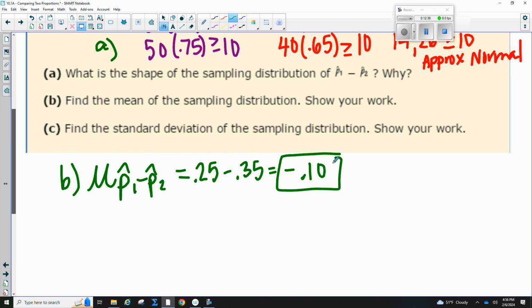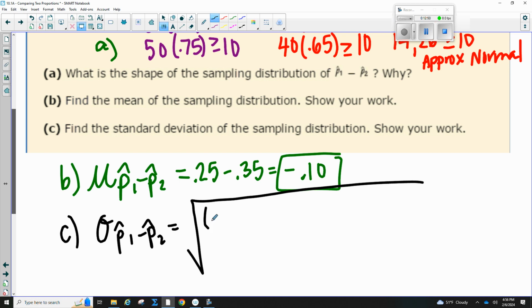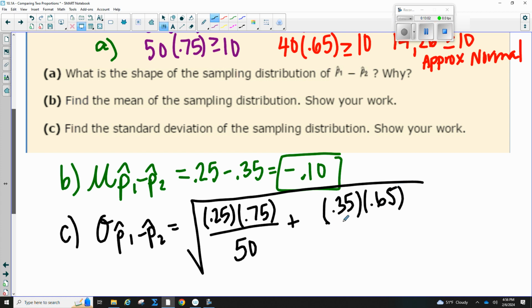All right, now I've got C, standard deviation. So we're just going to do our formula for standard deviation. So we're going to do a big square root. The first bag is 25% red, so 0.25 times 0.75. And in the first bag, we sampled 50 crackers. And the second bag is 35% red times 0.65, and we sampled 40 crackers in that one. And for this one, we get 0.097 for how much we are typically off by.